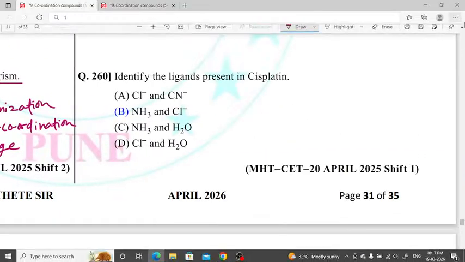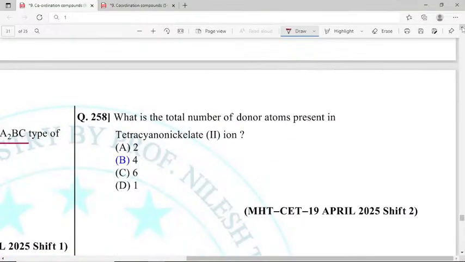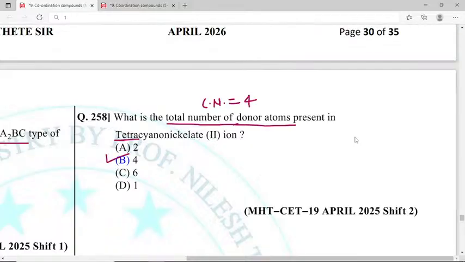Next question. What is the total number of donor atoms? Total number of donor atoms, that is coordination number. Tetracyano: tetra stands for 4. So 4 is your answer. Tetracyanonickelate. Cyano stands for the name of the ligand, cyanide.